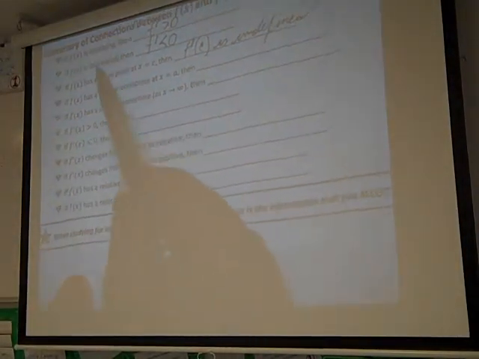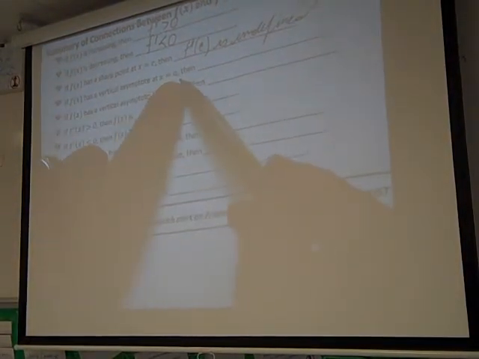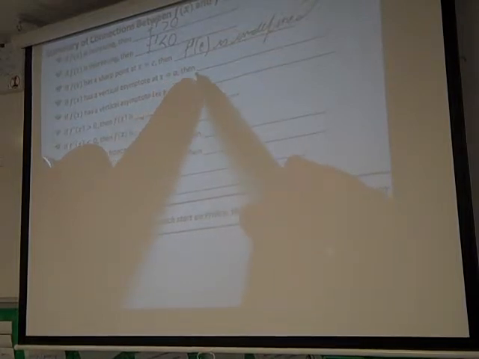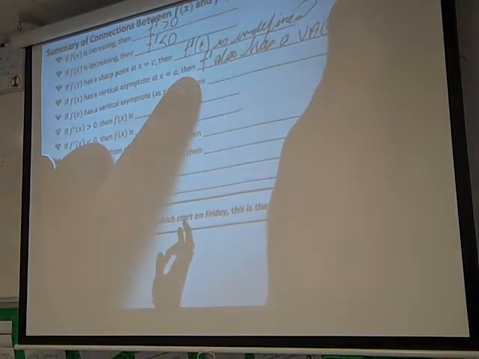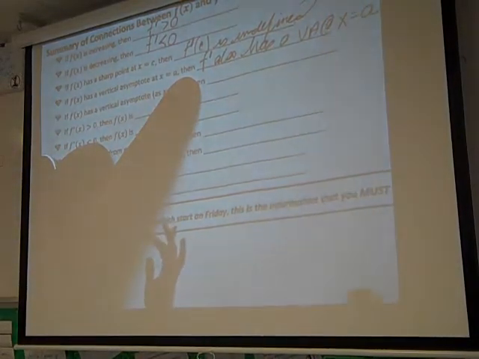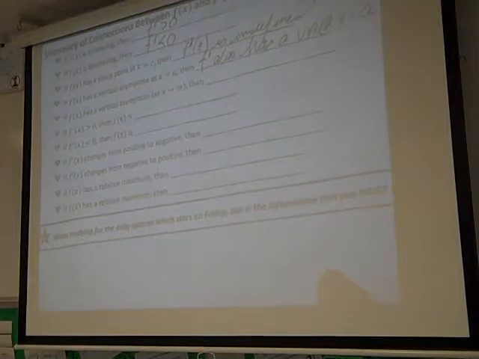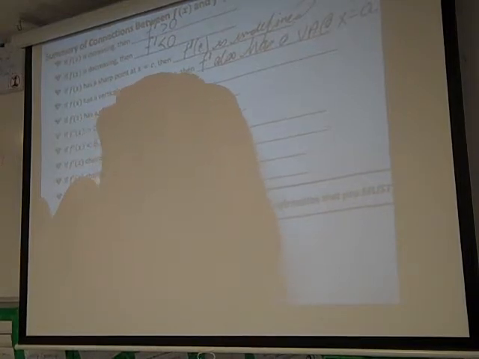If f has a vertical asymptote at x equals a, then f prime also has a vertical asymptote at x equals a. Shouldn't it be horizontal asymptote for the next one? Because it's as x goes to negative infinity. Yes. Thank you for being there for me, son.